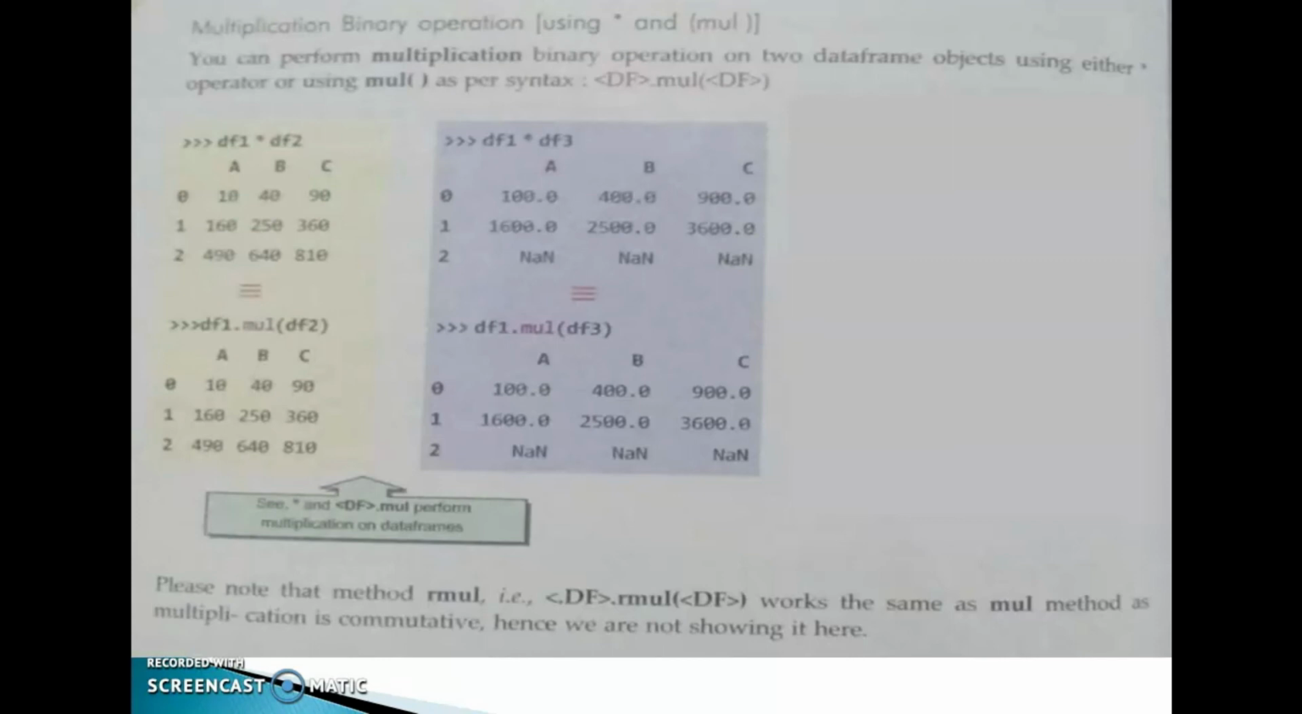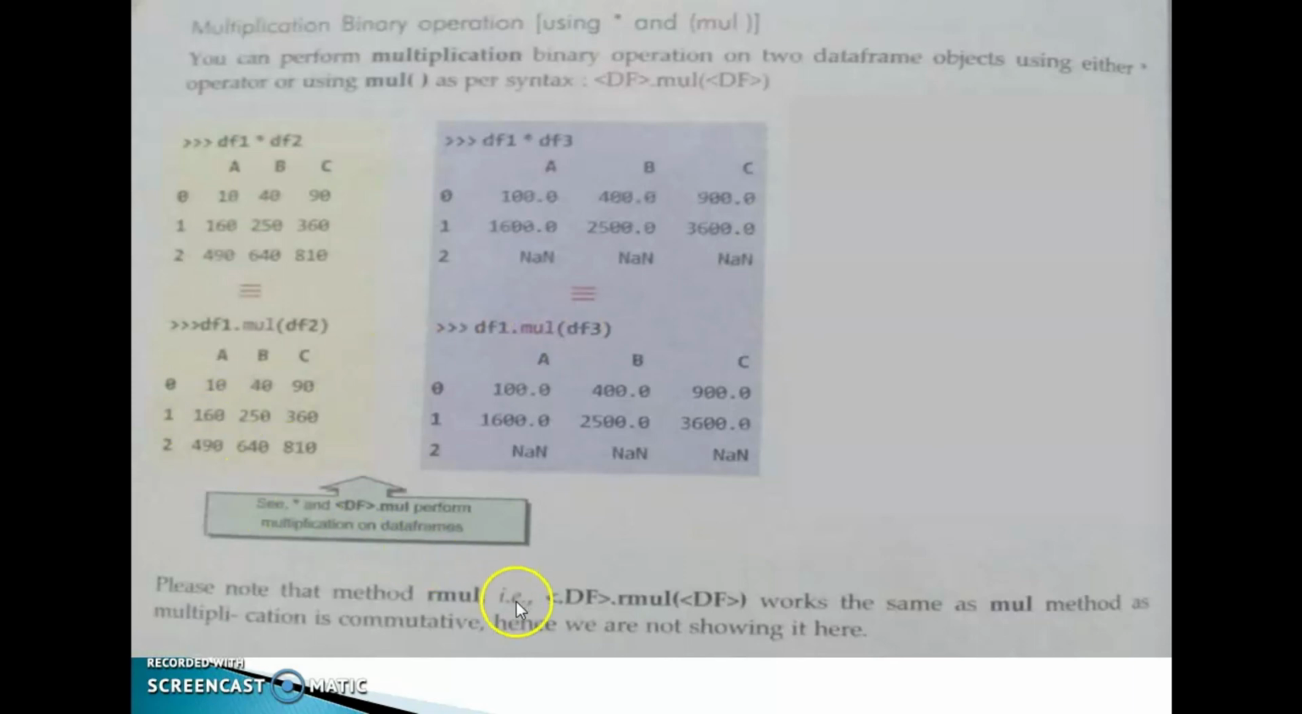By using star and the mul function, we can multiply two data frames. df1 star df2, then df1.mul(df2). You can pass df2. Then df1 star df3, df1.mul(df3). That means multiplying the two data frame objects. It will pick the values element wise. Okay.